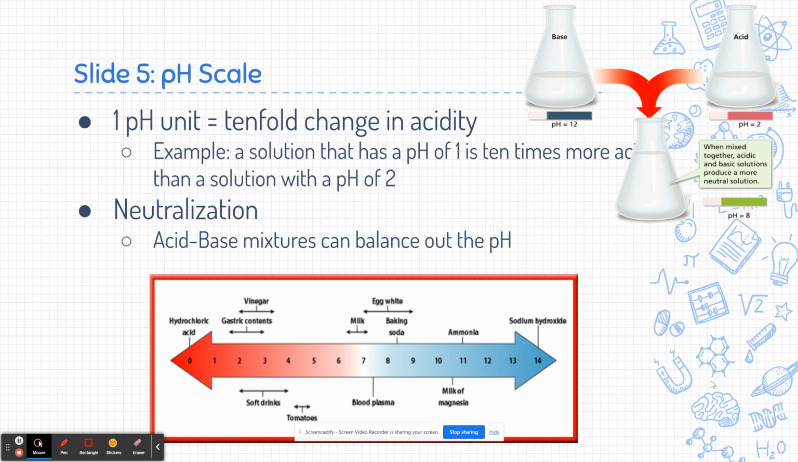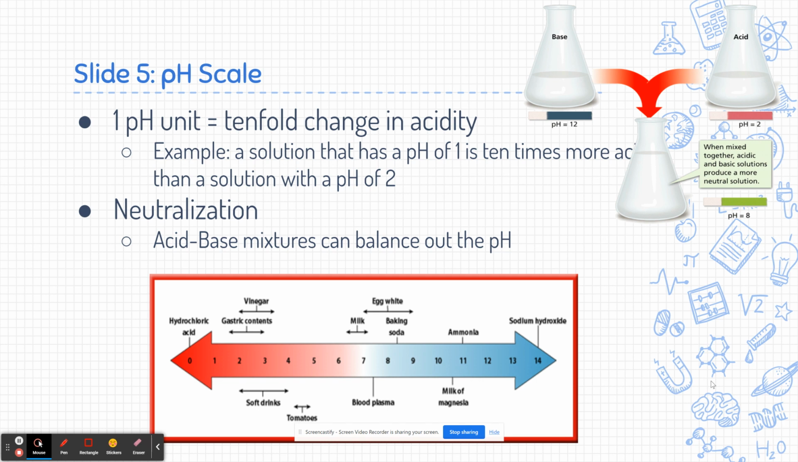A change of 1 pH unit represents a tenfold change in the acidity of the solution. For example, if a solution has a pH of 1 and a second solution has a pH of 2, the first solution is not twice as acidic as the second, but actually 10 times more acidic. Another important feature of pH scale to consider is that acids and bases can neutralize one another. A reaction between an acid and a base is called a neutralization reaction.